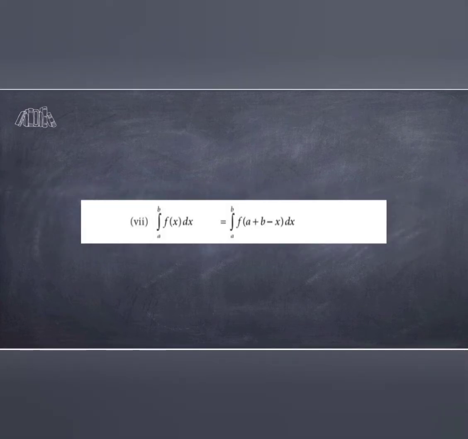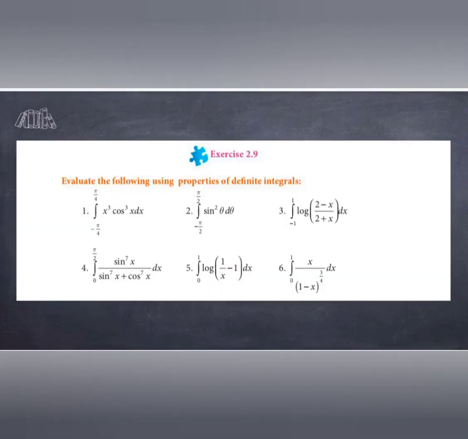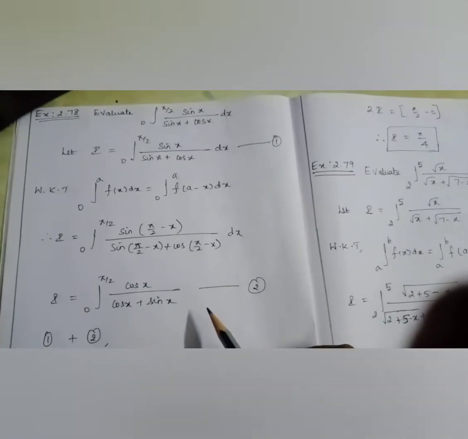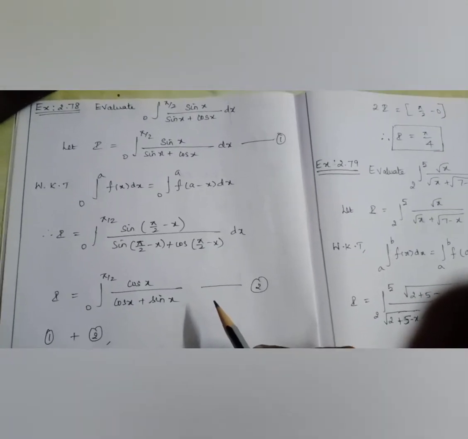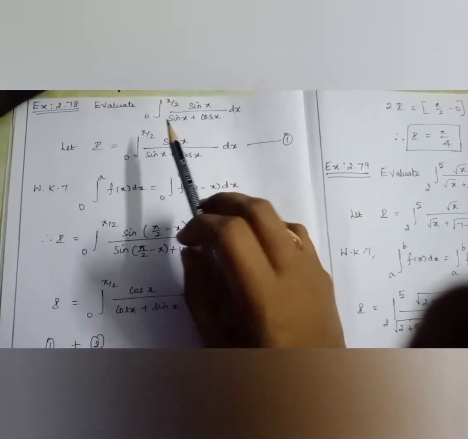Then the last property, integral a to b f of x dx can be written as integral a to b f of a plus b minus x dx. Now first we shall see some example sums and also this exercise 2.9. So first let us see the example sum, example 2.78.